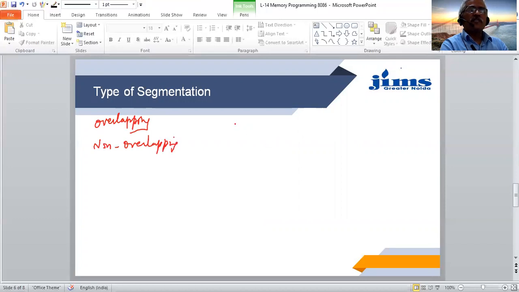So overlapping segment means that if this is one memory, and let us say that from here to this particular location we have one memory segment, another segment can be started before the end of this segment, let's say from here, and it can extend to its end.